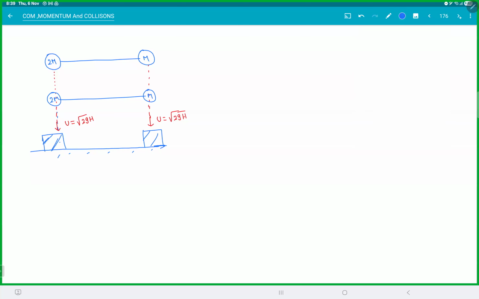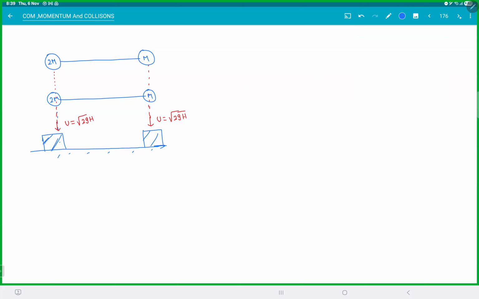What are you talking about? mg will pass through the center of mass, so torque is 0. Right. So torque is 0. Center of mass is what? Center of mass is the point where the weight will act. So the torque due to mg will be 0. Clear with this?